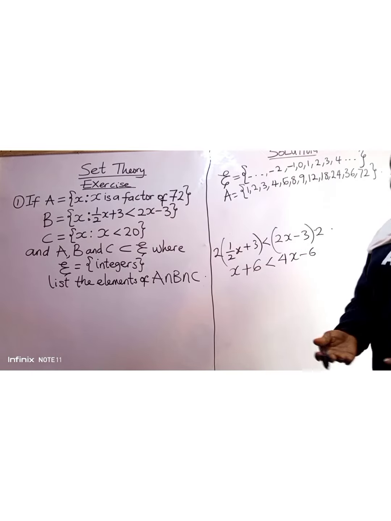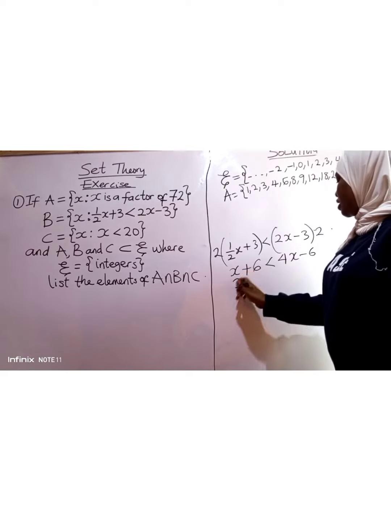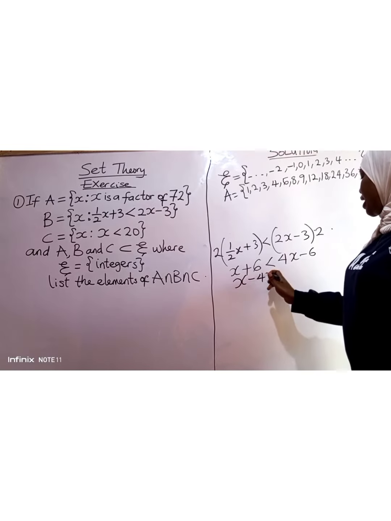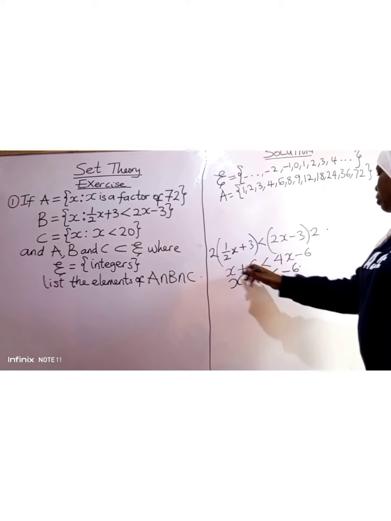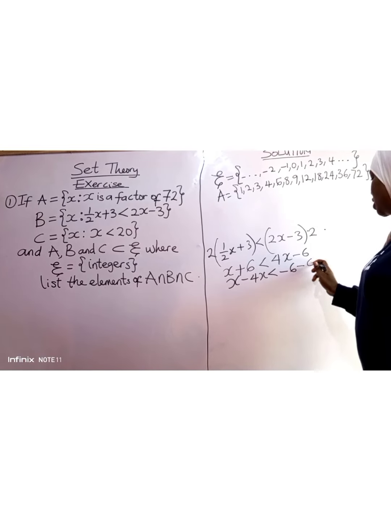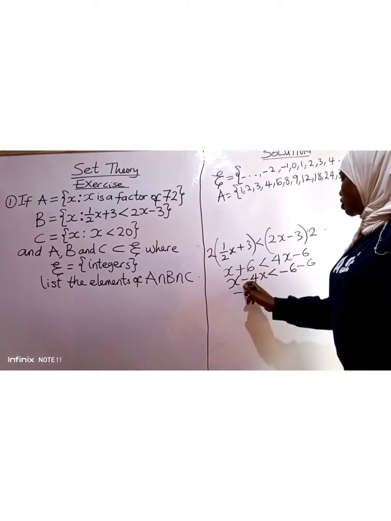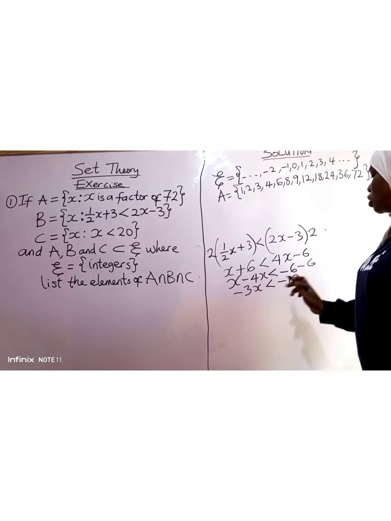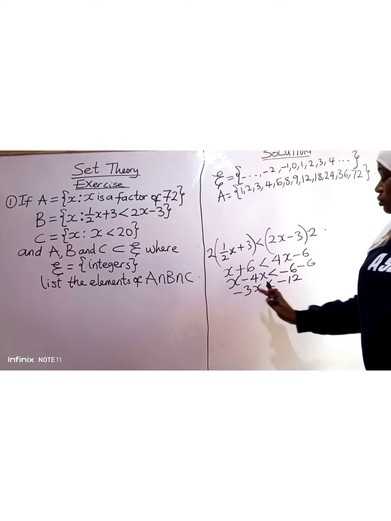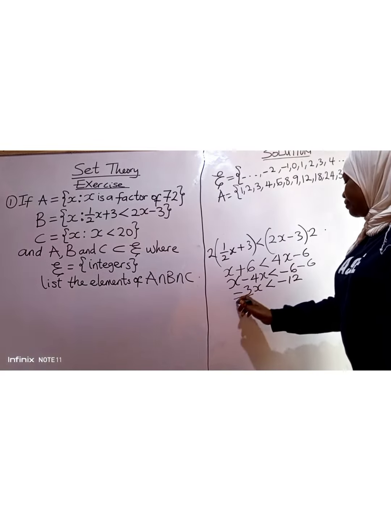Now let's collect like terms. So we have x - 4x is less than -6, then this +6 comes over as -6. So we have -3x is less than -12. So we are looking for x. What do we do? We divide both sides by -3.